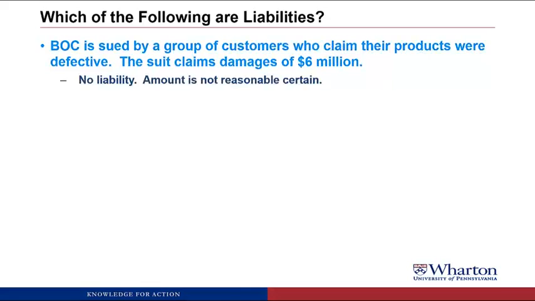This would not be a liability. Even though the obligation is created by the benefit we got from selling the products, we can claim that the amount of the payment is still uncertain. It's not reasonably certain. The suit claims damages of $6 million, but who knows how much we'll actually have to pay, if anything. So because there's uncertainty, we don't have to record a liability in this case.